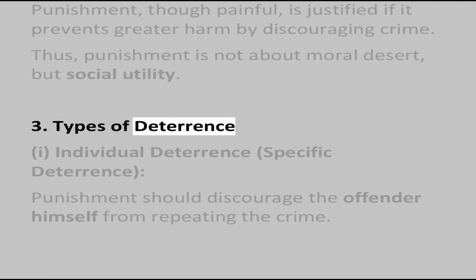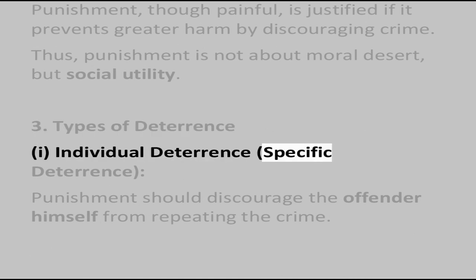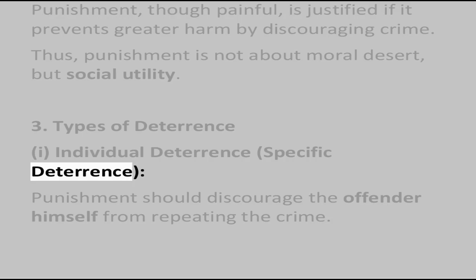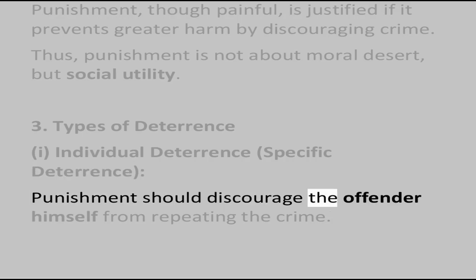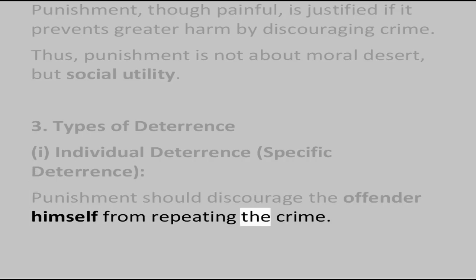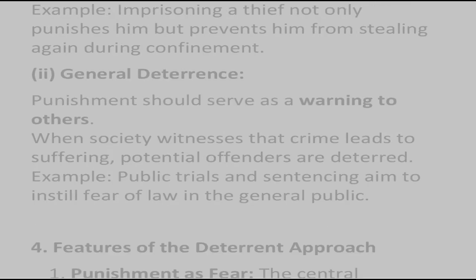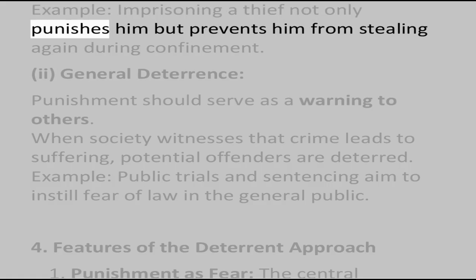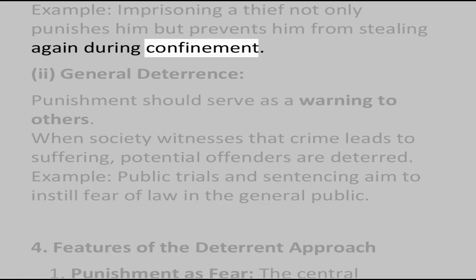3. Types of deterrence. 1. Individual deterrence, specific deterrence. Punishment should discourage the offender himself from repeating the crime. Example, imprisoning a thief not only punishes him but prevents him from stealing again during confinement.